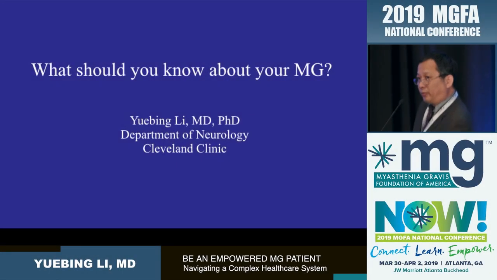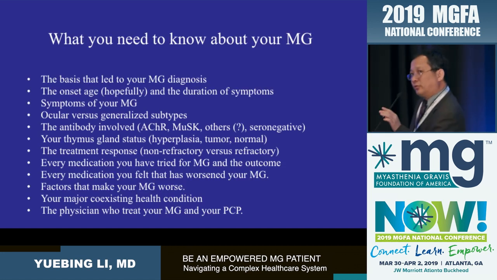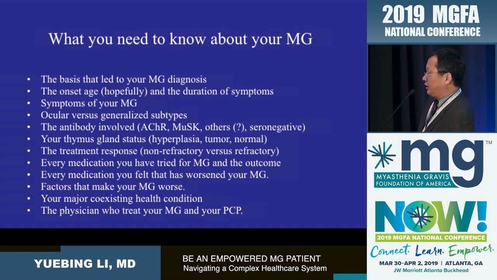You need to know why the doctor gave you your MG diagnosis. It's based on what? You need to hopefully know the onset age of your MG and the duration of the symptoms. You need to know the specific symptoms of your MG. You need to know whether you are ocular or generalized. Most people know about this. You need to know which antibody is involved, and we will talk about why that's the case. You need to know your thymus gland status. You need to know the treatment response, especially whether you belong to the refractory or non-refractory status.